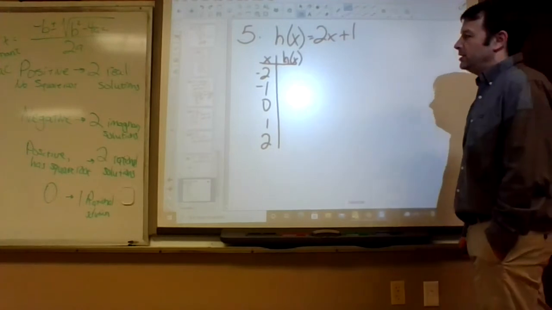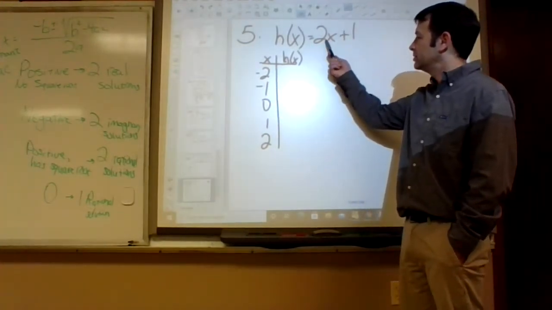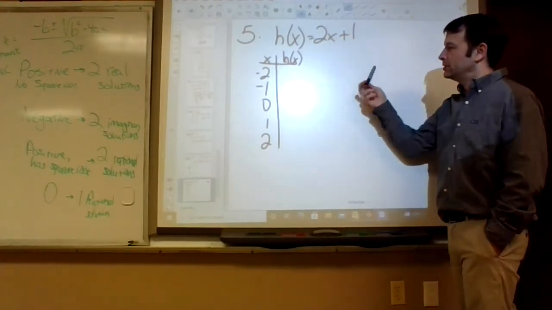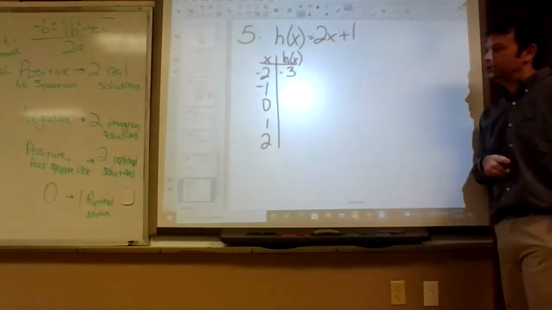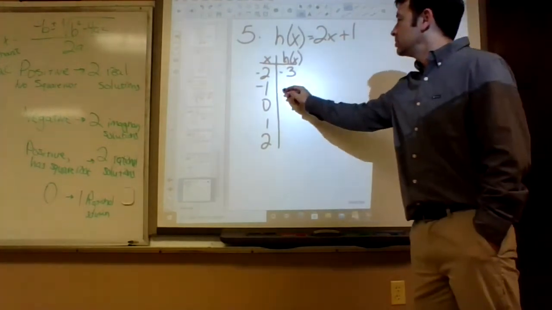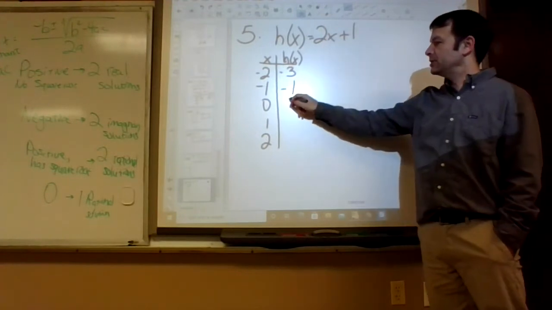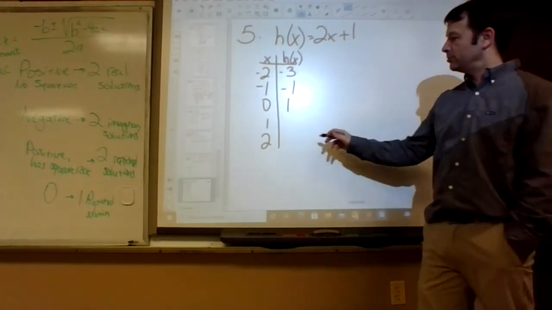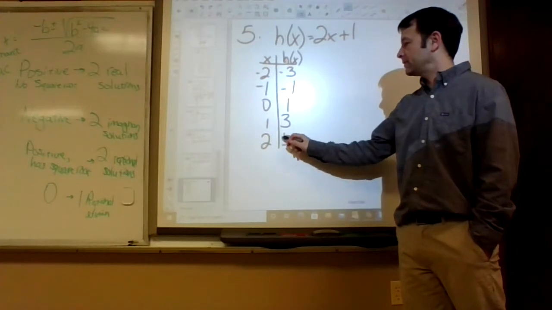All right, if I plug in negative 2, 2 times negative 2, negative 4 plus 1, plug in negative 1, 2 times negative 1, negative 2 plus 1. If I plug in 0, 0 plus 1 is 1. If I plug in 1, 2 times 1 plus 1 is 3. And 2 times 2 plus 1 is 5.